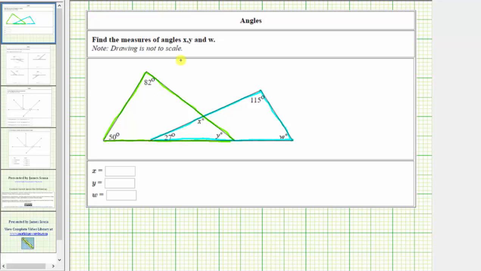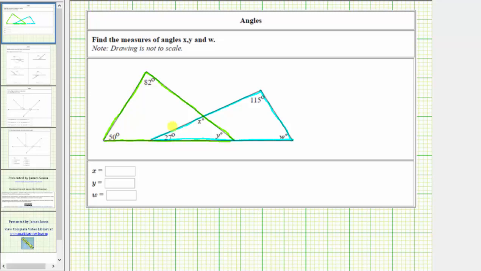To determine the measure of angles x, y, and w, we'll be using the fact that the sum of the interior angles of any triangle is 180 degrees. So if we know two of the three interior angles of a triangle, we can determine the measure of the third angle. So if we focus on the large triangle on the left, or this green triangle, the measure of angle y plus 82 degrees plus 50 degrees must equal 180 degrees.